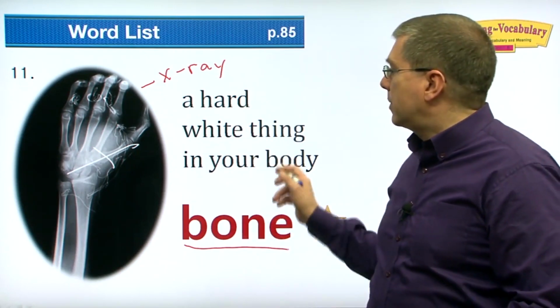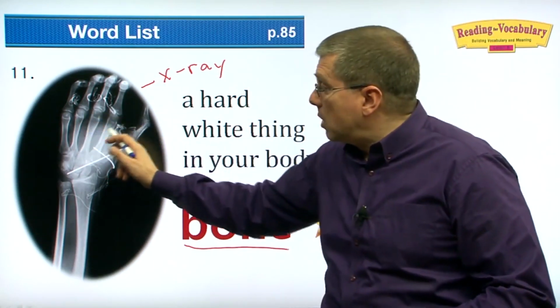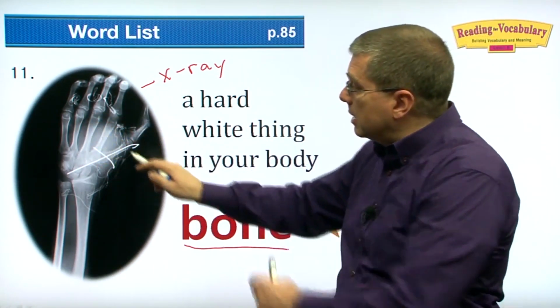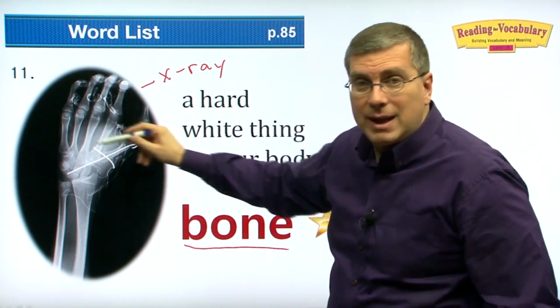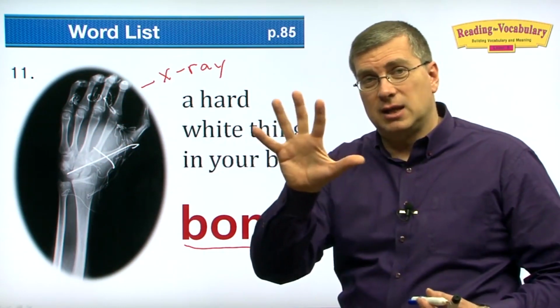Okay? A hard white thing in your body. You have many bones. This is your hand, right? Look at how many bones are in your hand. There are so many bones in just your hand if you think about it.